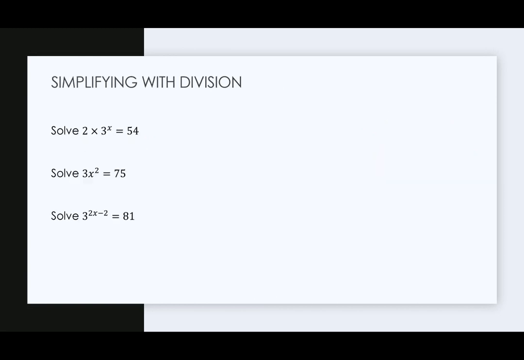These three are a little bit tougher. Let's have a go. So we want to figure out what this power of 3 is to give us some value. However, it's already being multiplied by 2. So what I can do is divide both sides here by 2, and it will get rid of this part. So now I'm left with 3 to the power of x equals 54 over 2, which is 27. And as we saw from before, 3 to the power of 3 is 27, so x must be 3.